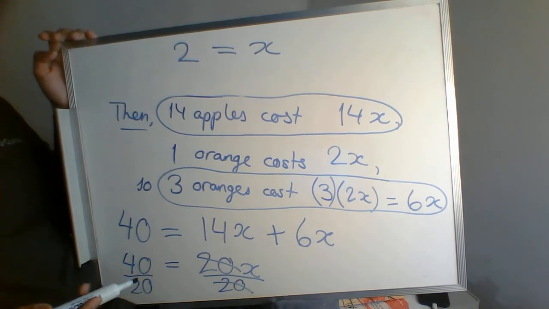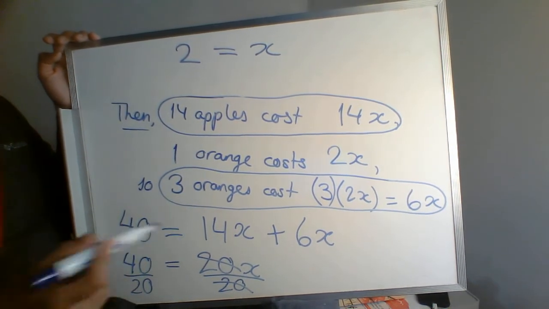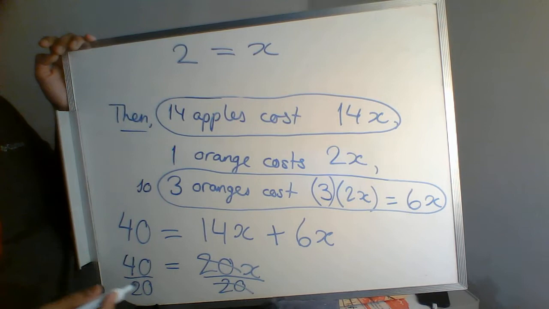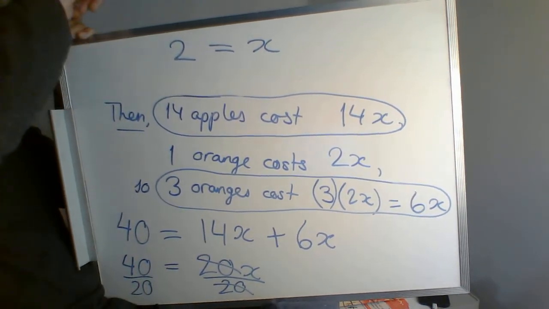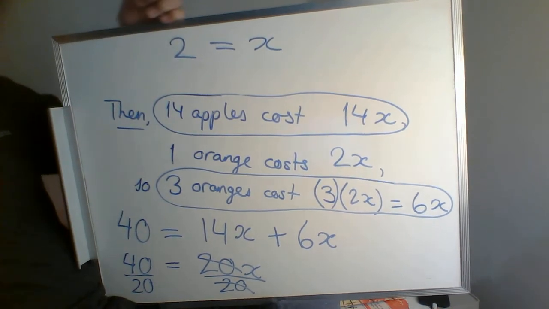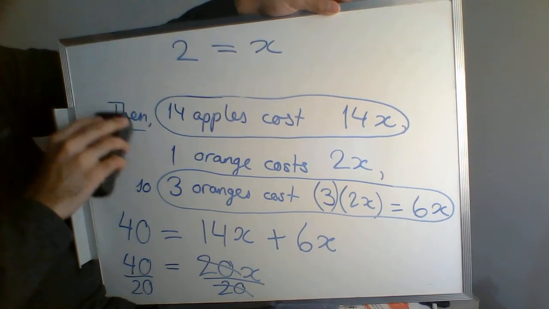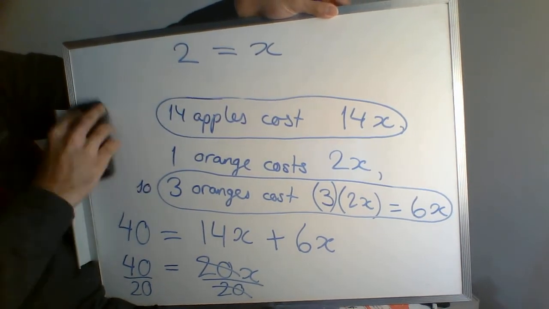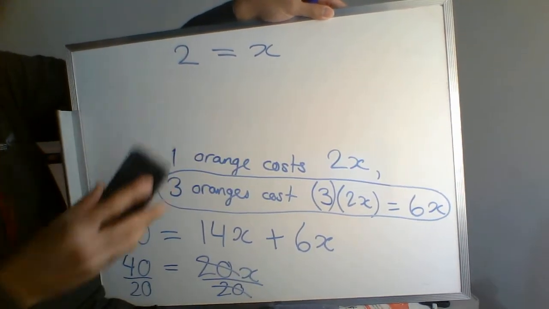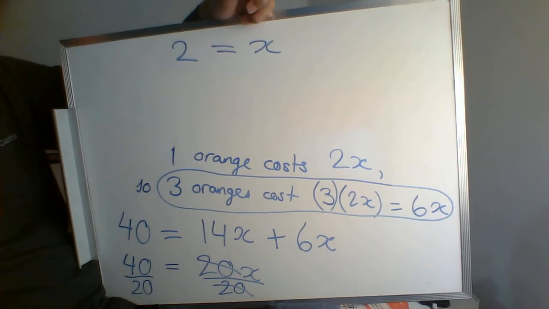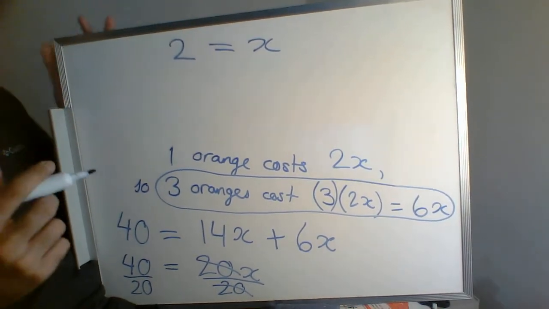So if you weren't seeing that before, we got 40 is equal to 20x, so x has to be equal to 2 in order for that statement to be true. 20 times 2 is going to equal 40. So now we've figured out what x is. We just need to go back and remind ourselves, from our let statement, we know that x is the price of 1 apple. It's how much 1 apple is going to cost.